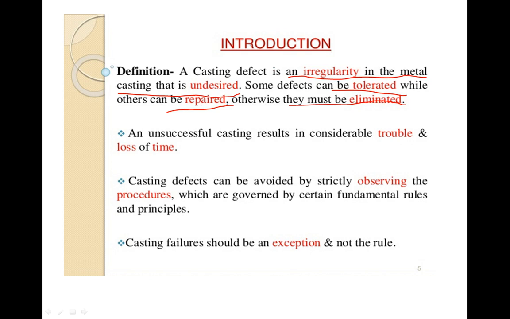An unsuccessful casting results in considerable trouble, loss of time, loss of labor cost, and the like. Some casting defects are large in nature, so products can be rejected because of the casting defect. Those are not repaired or reworked. Casting defects can be avoided strictly by observing the procedures governed by certain fundamental rules and principles.